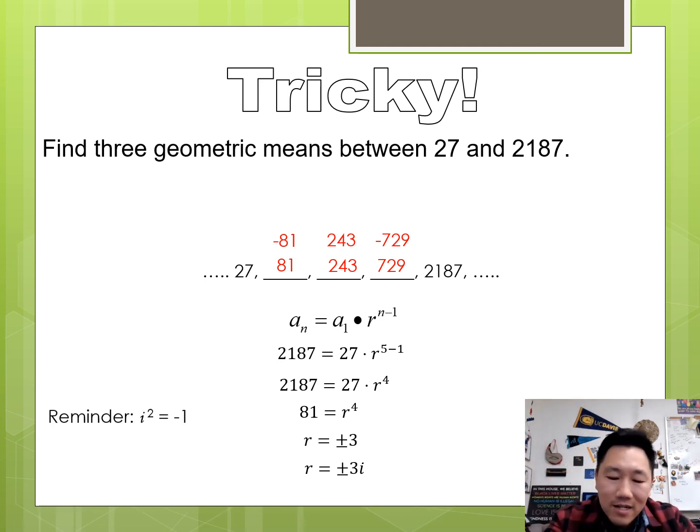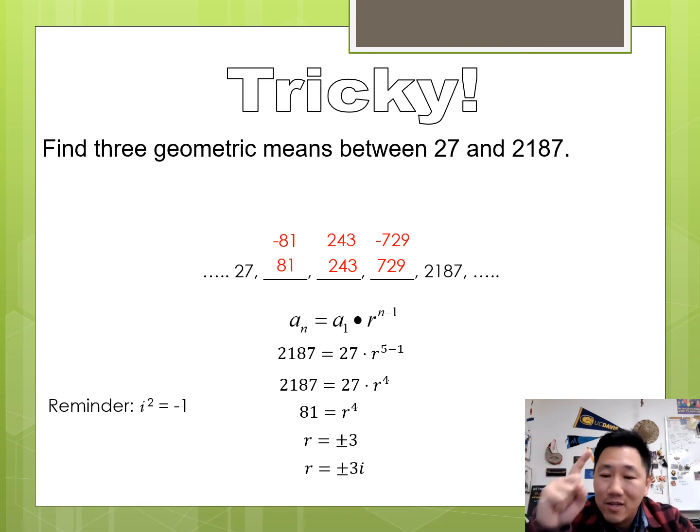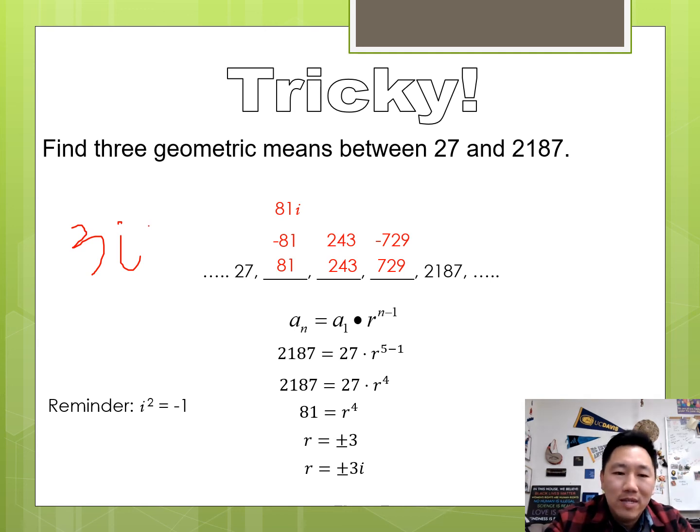All right? But now let's go ahead and look at the imaginary ones. Here's something you have to be reminded of. i squared, when you have i times i, you have i squared. i squared is just negative 1. You have to remember that. All right, let's go ahead and do 3i. Multiply that to 27. You should get 81i. Well, what's 3i times 81i? It turns out that that is 243i squared. But remember, i squared is negative 1, so it's just negative 243.